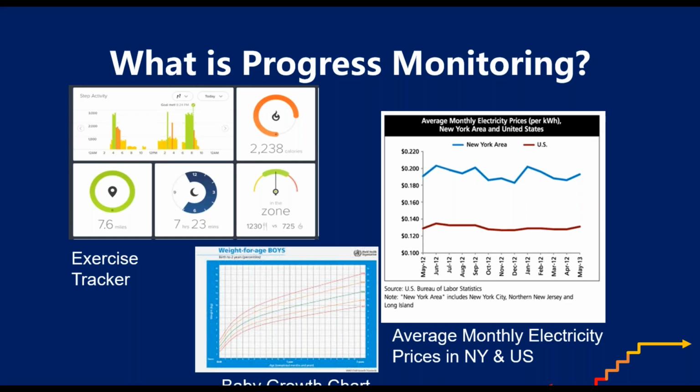scores over time. If I looked at my steps one day and my weight the next day, it doesn't give me a whole lot of information about my improvement. So the same holds true for academic progress monitoring.